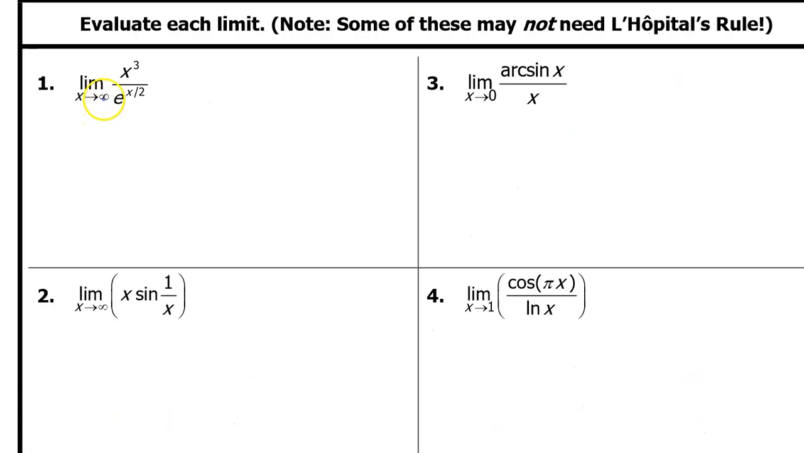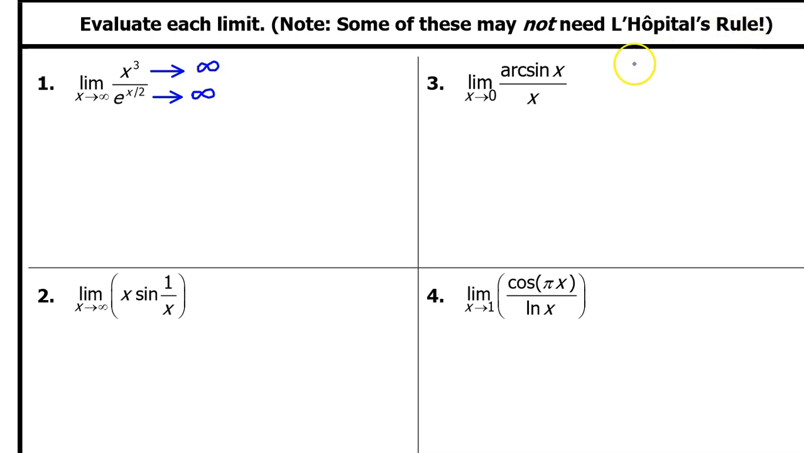Number 1. Evaluate the limit as x approaches infinity of x to the third power over e to the x over 2. As x approaches infinity, the numerator approaches infinity. It just gets bigger and bigger. Also in the denominator, as the exponent gets bigger and bigger, the denominator gets bigger and bigger. So this also approaches infinity.